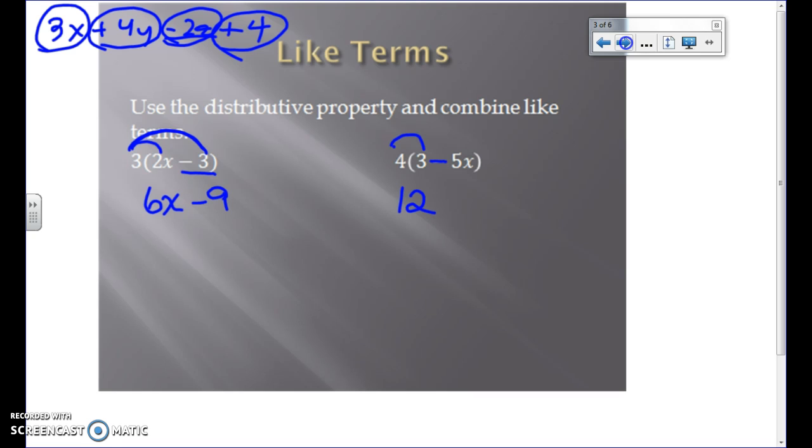I was subtracting 5x, but now I'm subtracting 4 times as much, so I'm subtracting 20x. All right, and again, I'm going to stop right there because I have no like terms. I have a constant, negative 9, and a variable term of 6x. So 6x minus 9 would be the correct answer. Correct simplification, I should say.